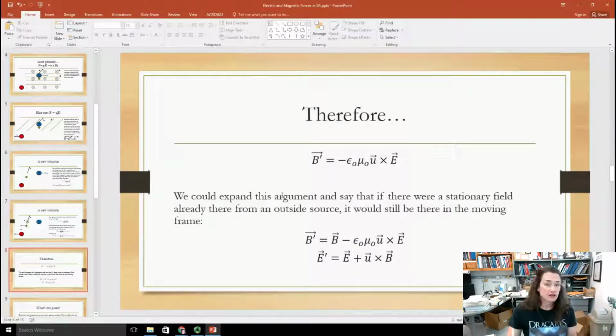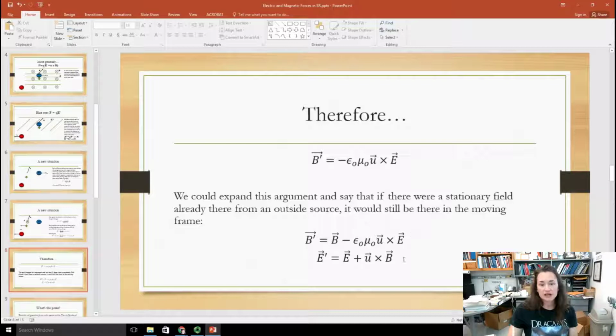And you can expand this argument and say that if there were a stationary field already there from an outside source, just like in the previous example, then it would still be there in the moving frame. So if you already had a stationary magnetic field present there, it would still be there in the moving frame, and then that extra magnetic field, due to the fact that the point charge is moving according to blue, would just add on to that. And so you'd end up with B prime is equal to B from the perspective of the stationary frame minus epsilon naught mu naught u cross E.